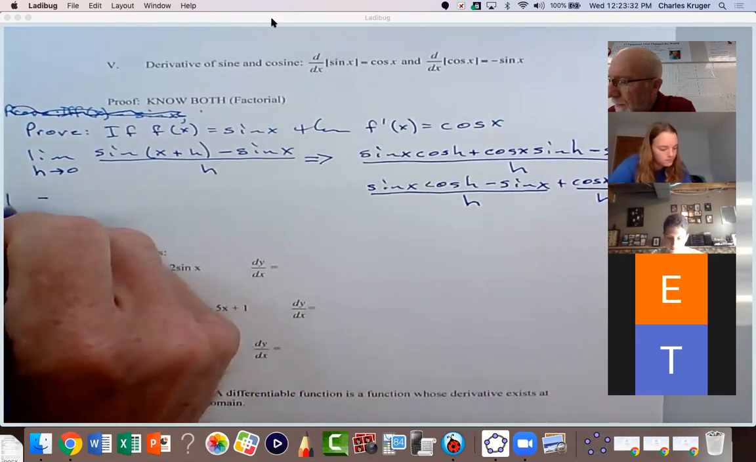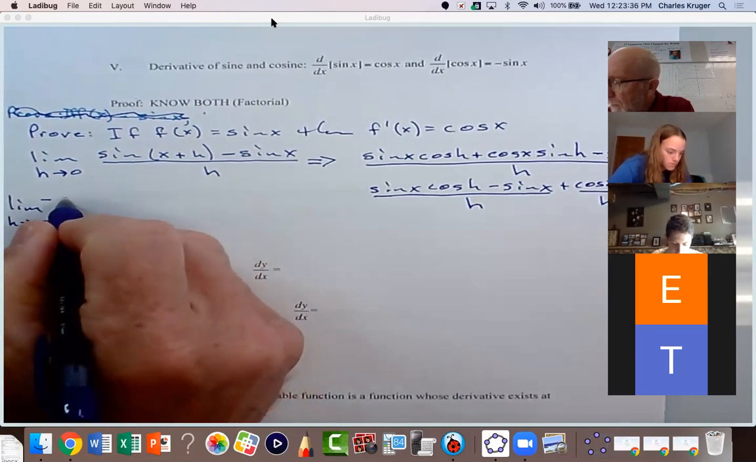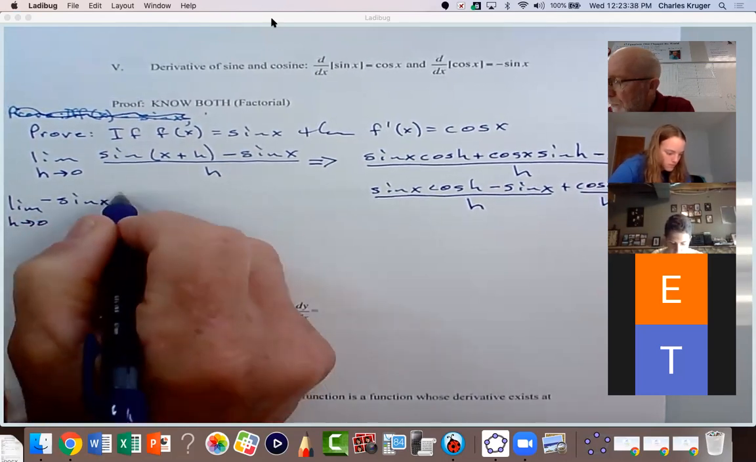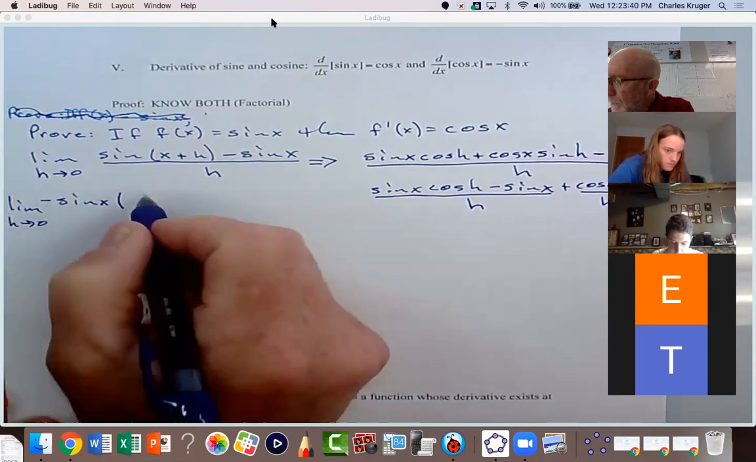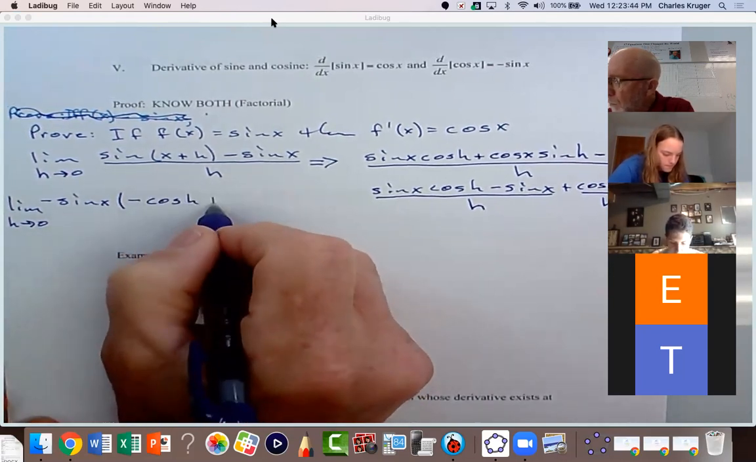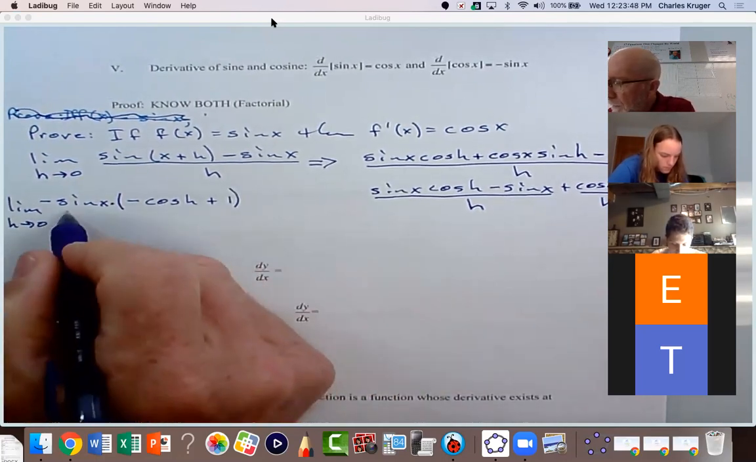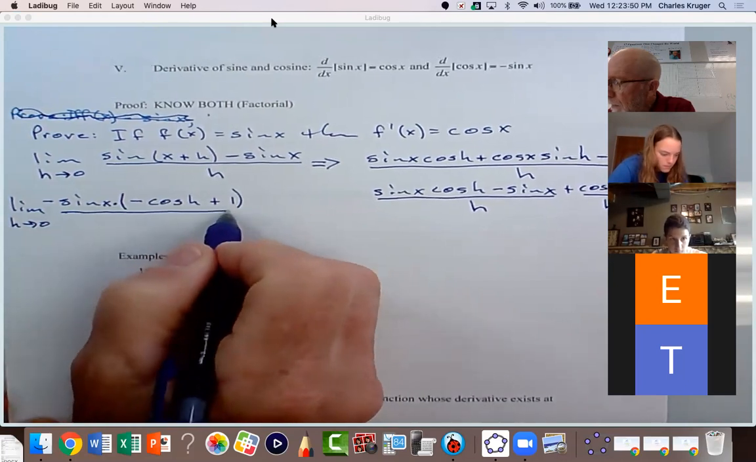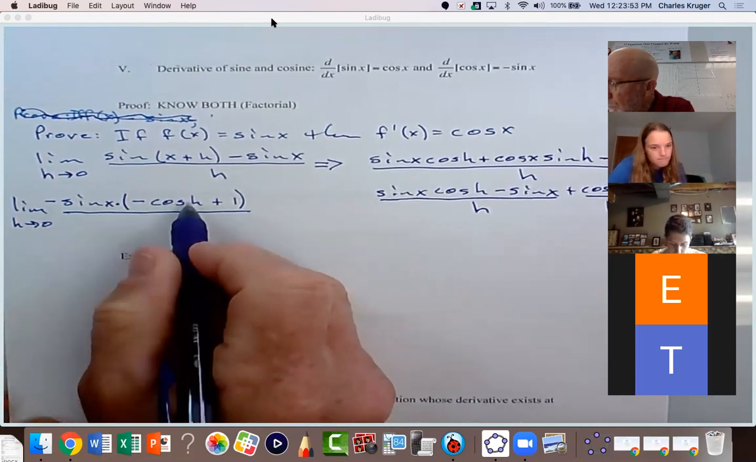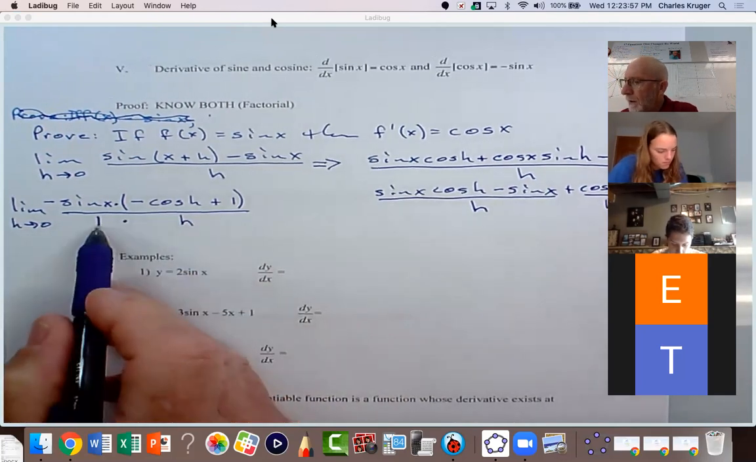I'm going to write limit as h goes to 0. So I'm going to have a minus sine of x, parentheses. This will leave me with a negative cosine of h plus 1. And I'm going to put a little times sign there. And down here, I'm going to put the h under this first one. And under here, I'm going to put another times sign. I'm going to put 1, because 1 times h is h.